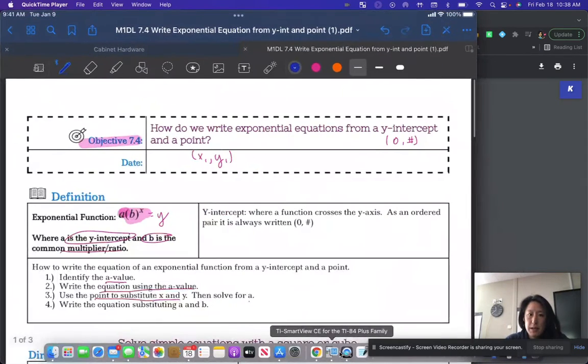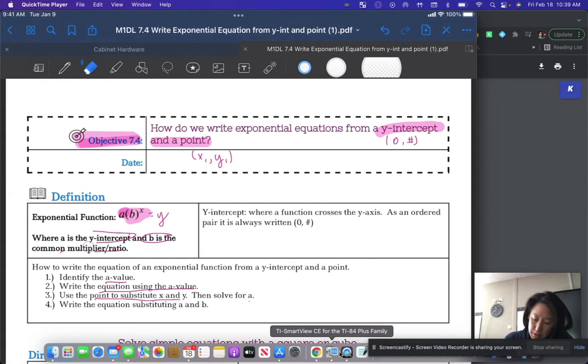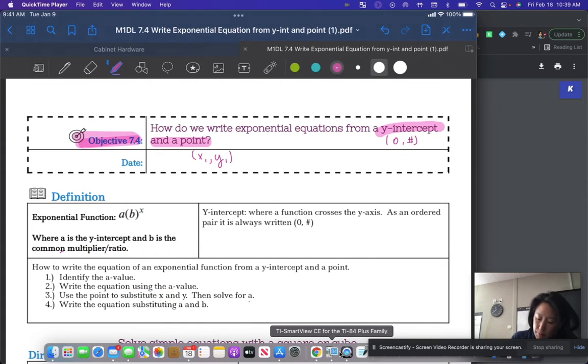Hi, today we're going to take a look at 7.4, and we're going to use the y-intercept and a point, so basically 2 points, just one of them being the y-intercept, to write the equation of an exponential function. So let's remember that exponential functions are written in the form y equals a times b to the x, and the a represents the y-intercept, and the b represents the common multiplier.